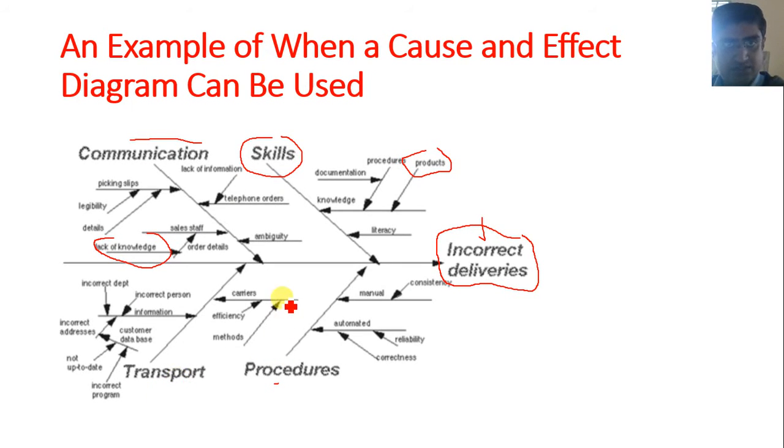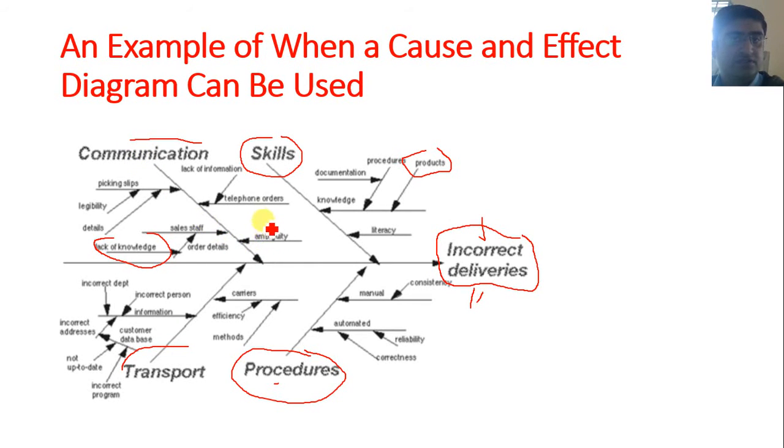So here is how a fishbone diagram is useful to overcome the effect of incorrect deliveries. Here you can find various causes and effects on this function, or in the incorrect deliveries. You can see all the steps mentioned clearly: transport, procedure, skills, and communication error.